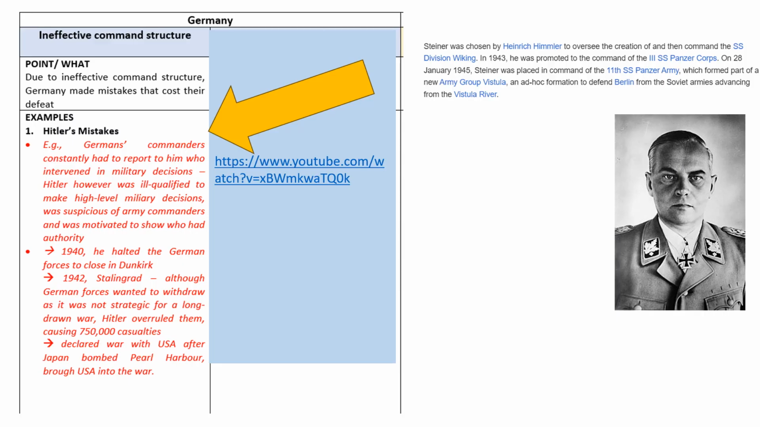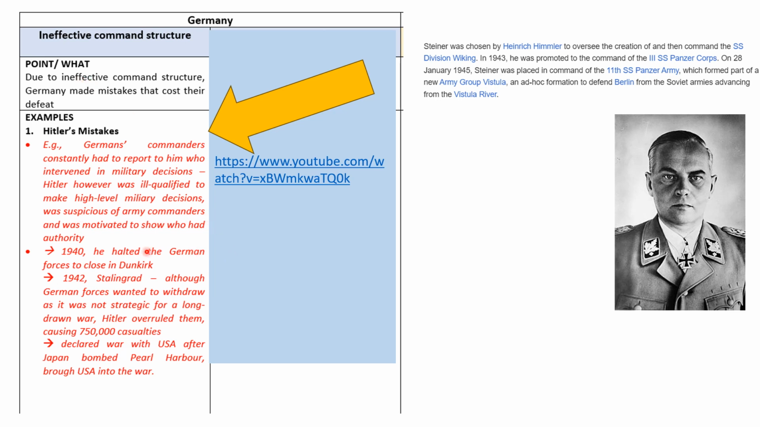So under Germany, one of the most ineffective command structures was really about Hitler's mistakes. Okay, I think in this video, which I will tag later, you can see that German commanders actually constantly had to report to him. And Hitler, while he was a good speaker, he was actually very ill qualified. That means not good enough to actually make very high level military decisions. And it doesn't help that he was actually very suspicious of his commanders.